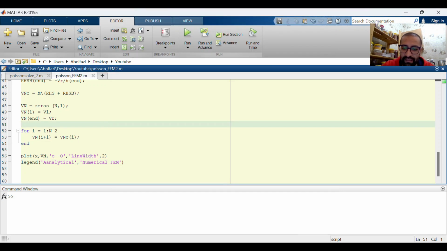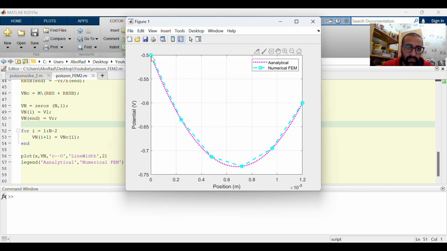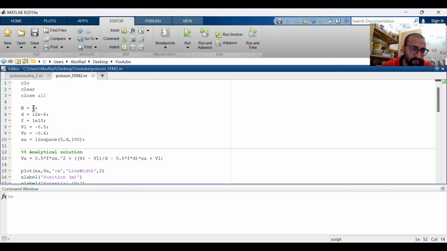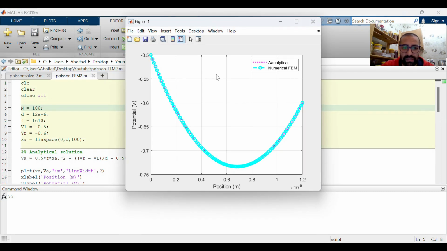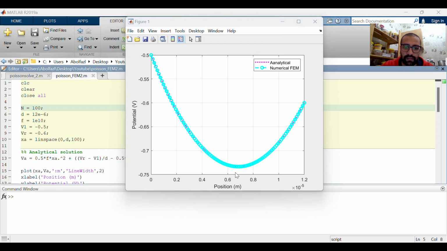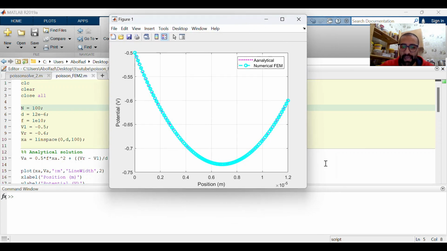And when I increase here, you see the number of nodes 1, 2, 3, 4, 5, 6. And the number of elements 1, 2, 3, 4, 5. And if I increase the number of nodes or elements, let it be, for example, 100, you see that they have exactly the same analytical and numerical solution.